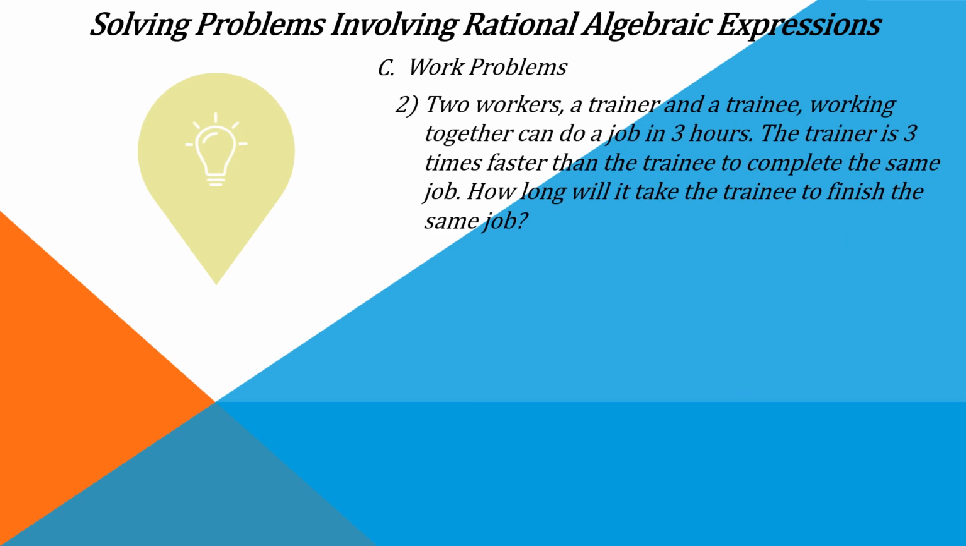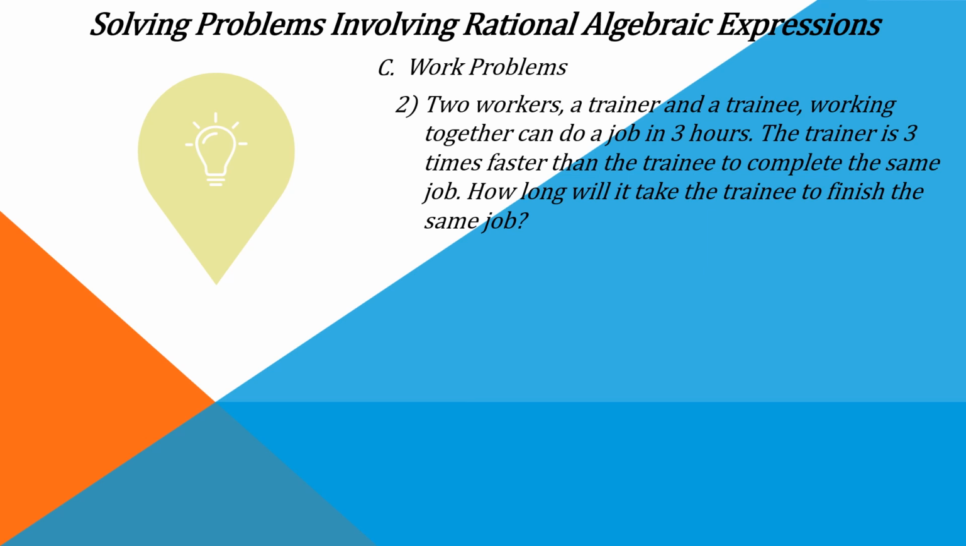Example number 2. Two workers, a trainer and a trainee, working together can do a job in 3 hours. The trainer is 3 times faster than the trainee to complete the same job. How long will it take the trainee to finish the same job?